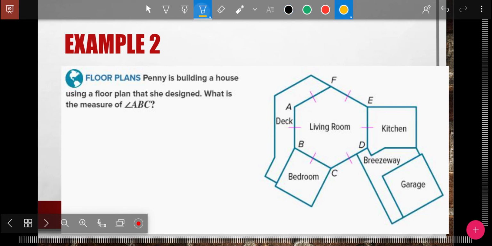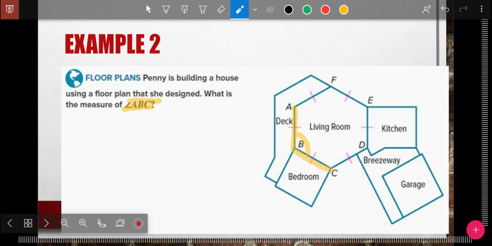Where is angle? This is asking about angle ABC. Find the measure of angle ABC. Where is angle ABC? ABC is right here. The middle letter matters. So B is the vertex. ABC is at B. So it's one angle of the living room.